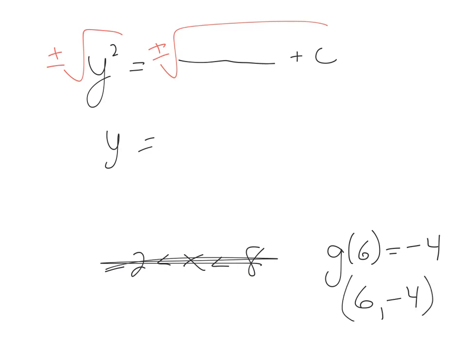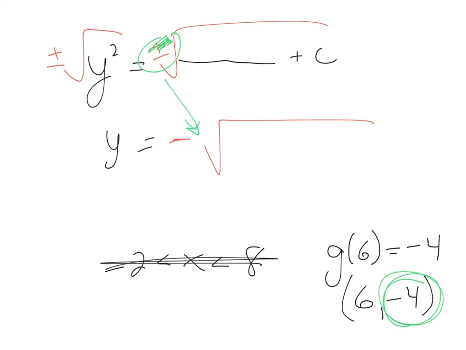If you take a positive square root, you're never going to get a negative answer for y, because the square root of a number is always positive. So your ultimate answer is going to be a negative square root of something. You're going to ignore the positive and keep the negative, because our initial condition tells us that we have to get a y value that's negative.